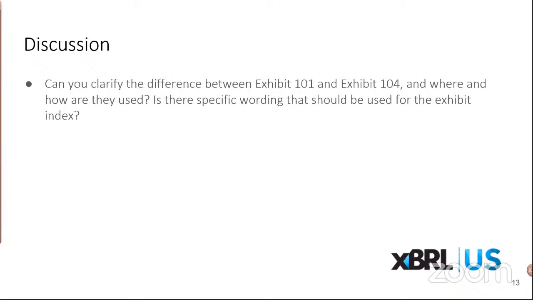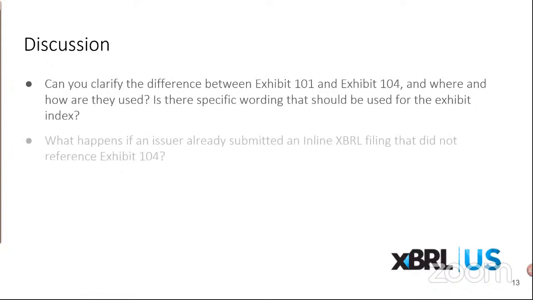Okay, and I know we covered a lot. I had an example earlier where I highlighted in red, at least that reference to inline that you just mentioned. So our smaller reporting companies need to make sure that they do update their previous language from prior year 10Qs with that new wording. So what happens? That was a great example. Sorry, go ahead. What happens if an issuer already submitted an inline XBRL filing that did not reference Exhibit 104? So the exhibit index would be non-compliant, which could result in a staff comment.